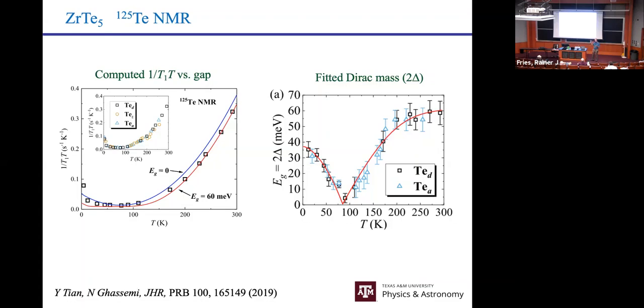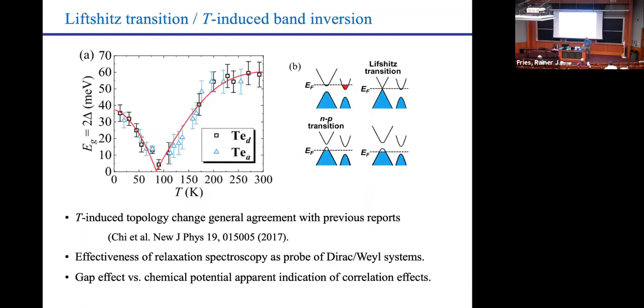A Lifshitz transformation is a fancy word for a change in the topology of the Fermi surface. So the electron band at the Fermi surface is the boundary of the filled states. And if that topology changes, that's a Lifshitz transformation, which in this case is a temperature-dependent Lifshitz transformation, which in this case shows the change in topology that corresponds to the topological behavior of the electron bands in this case.